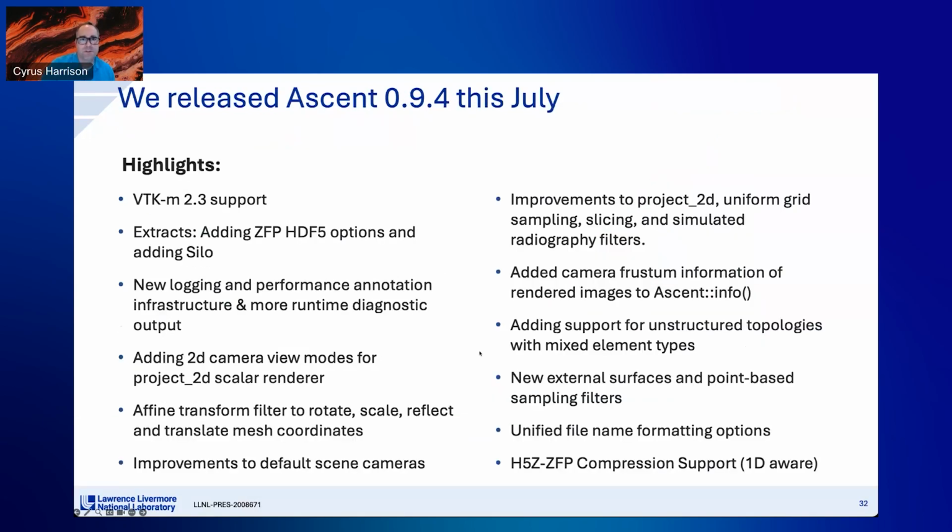All right, so we just released Ascent this July, technically last Friday, so it's definitely this July. Here are some of the highlights. Some of this won't mean much to you if you don't know about Ascent, but upgrading to a new version of VTK-m was very important. This is the last version of that library called VTK-m, and then effectively that version becomes this new product called VISKORES. We've been expanding the capabilities we have for extracts. An important one for Livermore folks is our Silo support, reworking infrastructure for logging, and adding a whole bunch of new features. This is a lot of work that we've put into this, and we're excited about this release.